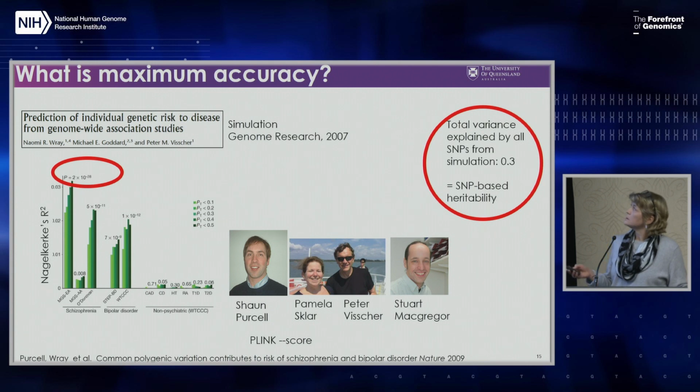And so this was basically an empirical way of estimating SNP-based heritability, which we can now do in other ways. So if this is what the SNPs were associated with, then this must be the maximum that we could ever hope to achieve in out-of-sample prediction.